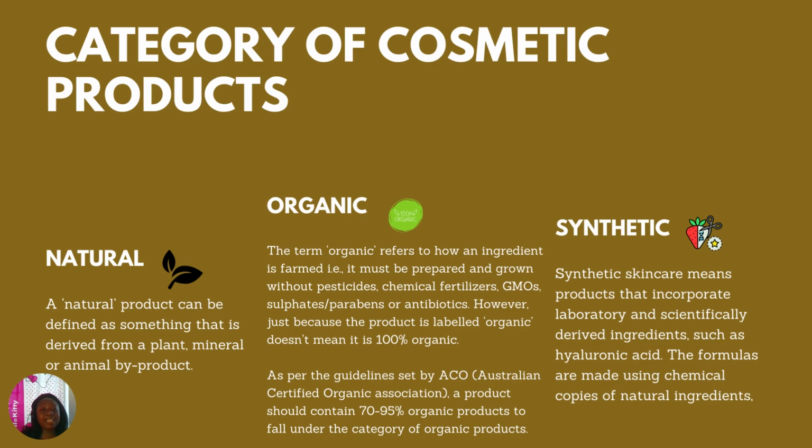Now, organic is similar to natural, but there's a difference. The term organic refers to how an ingredient is farmed. It must be prepared and grown without pesticides, chemical fertilizers, GMOs, sulfates, parabens or antibiotics. However, just because a product is labeled organic doesn't mean it is 100% organic.